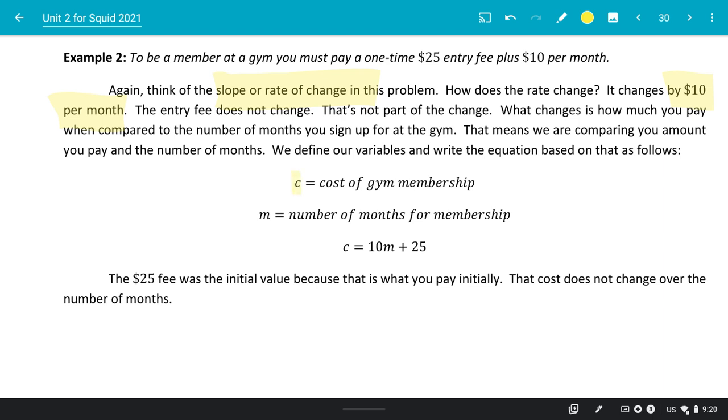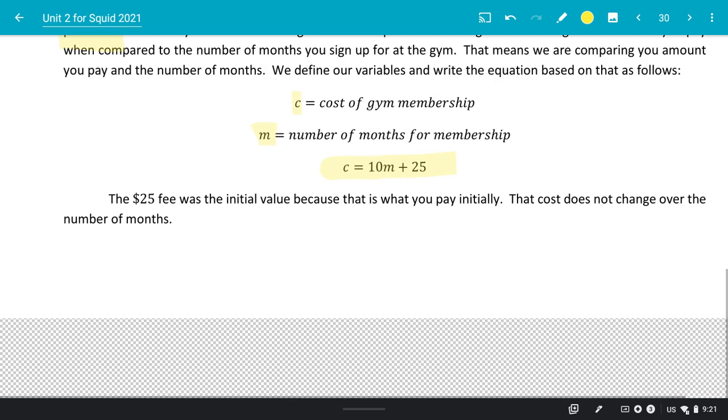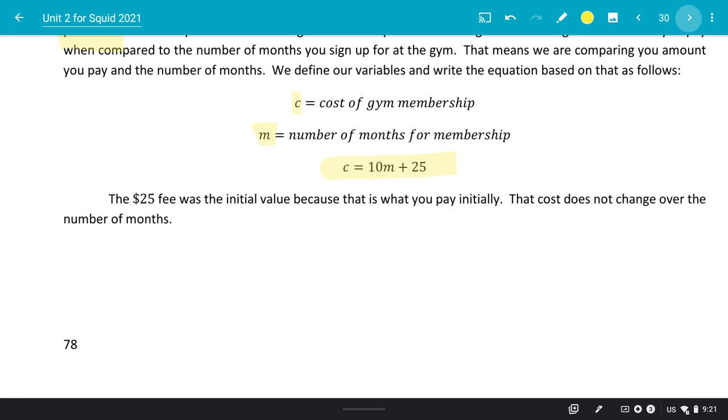C will be the cost of the gym membership. M will be the number of months for membership. Therefore, our equation will be C equals 10M plus 25. The $25 fee is the initial value because it's what you pay initially. The cost does not change over the number of months because it's the initial value. How we doing? So far, so good?